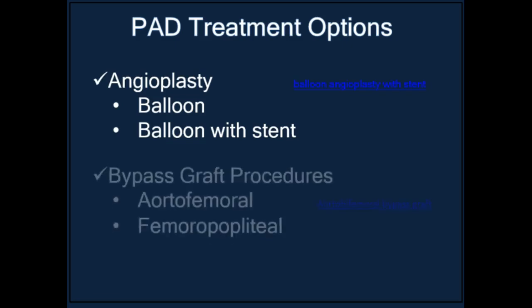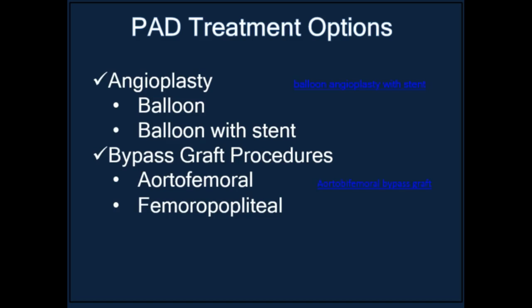Bypass graft procedures are another option for the treatment of PAD. The surgeon may harvest vein from the patient, such as a segment of the great saphenous vein, or a synthetic graft may be used such as Dacron or a PTFE. If Dacron is used, the surgical technologist must pre-clot the graft prior to insertion. Two types of bypass graft procedures for PAD are aortofemoral and femoropopliteal, often referred to as a FemPop.